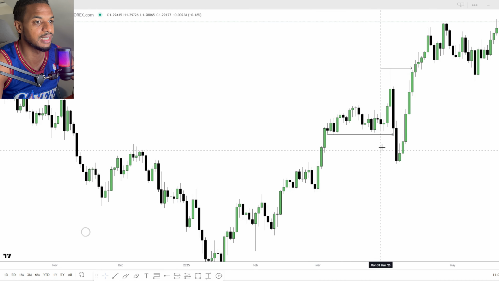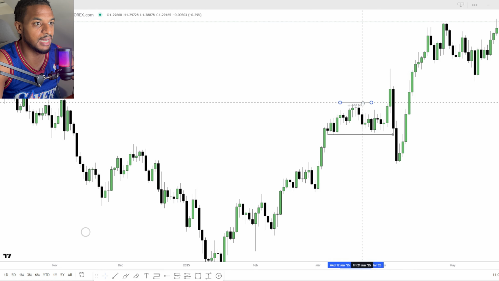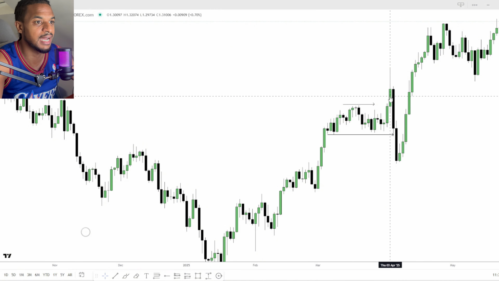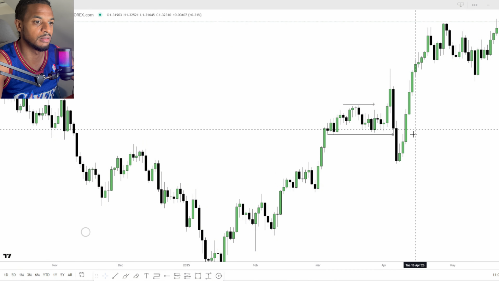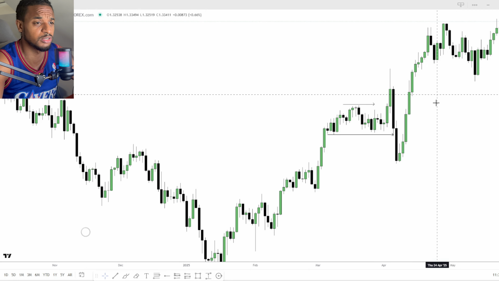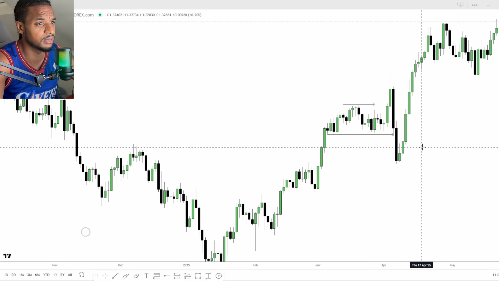So here we would have had another range here. We would have had the highs of the range here. We pierced the highs of the range first, and then we targeted the lows of the range to then manipulate the market. That's exactly what's happening here.